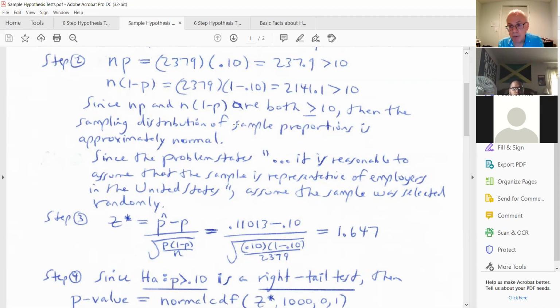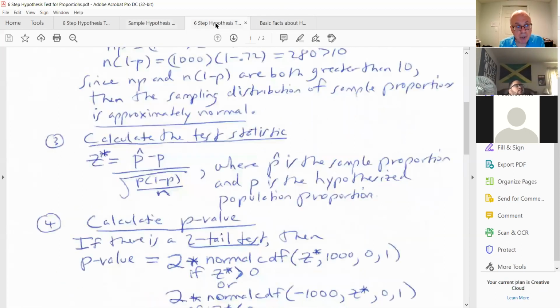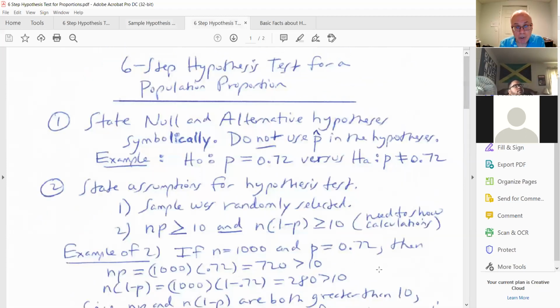Both those things. Step 3, calculate your test statistic. And once again, let's go back to the 6-step process. And this is the one that's for a proportion. Go to step 3.